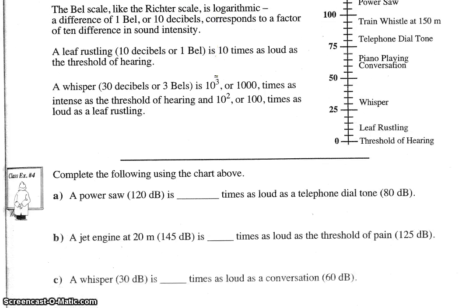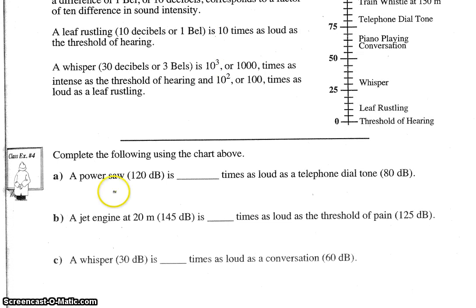So if we were to look at example 4, a power saw, 120 decibels, is how many times as loud as a telephone dial tone? Well, if we change 120 decibels to 12 bells, divide by 10 to get it into bells, and then change 80 decibels into 8 bells, that means they are a distance of 4 on the logarithmic scale, which is basically 10 to the 4 times as loud, or 10,000 times as loud.